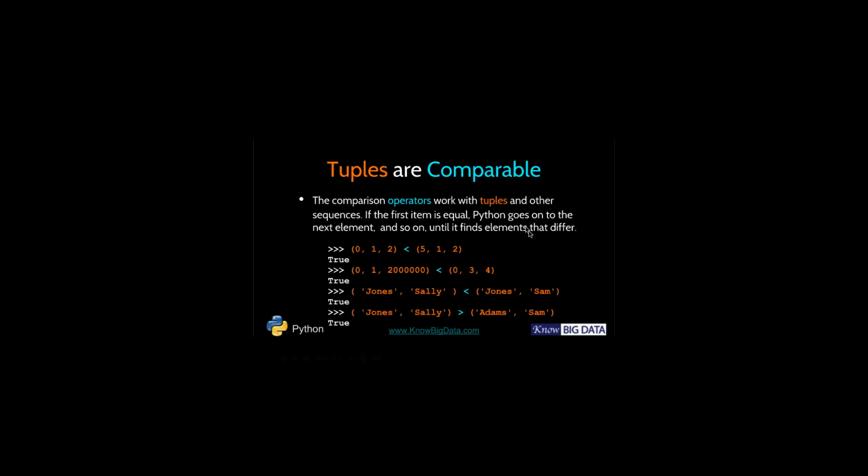You can have a look at this one. (0, 1, 2) is lesser than (5, 1, 2). How? Because first it will compare the 0 and 5. And since 0 is lesser than 5, it immediately returns from here. And in the second case, first it compares 0 and 0. And if these are exactly identical values, the one which has the bigger length is the winner.